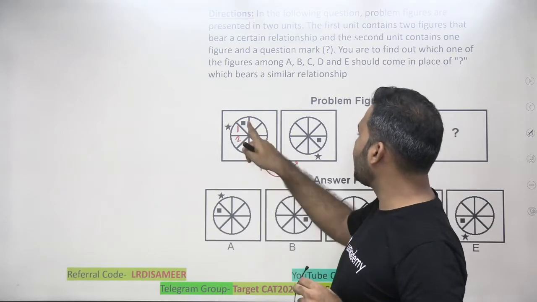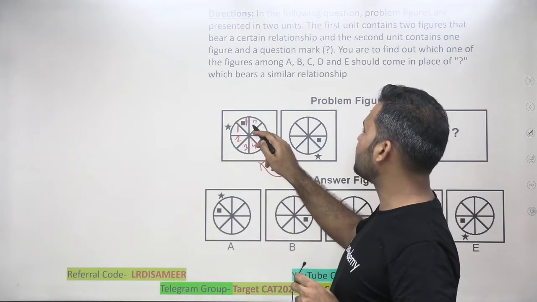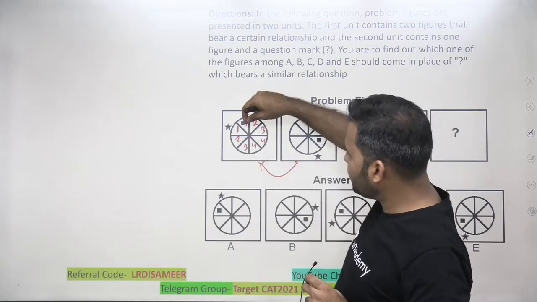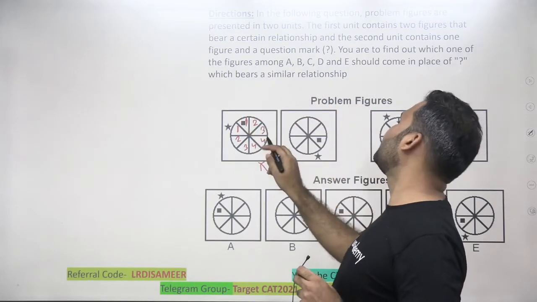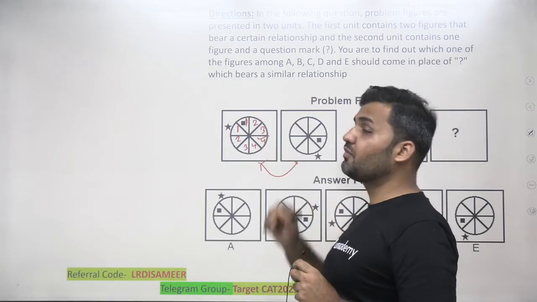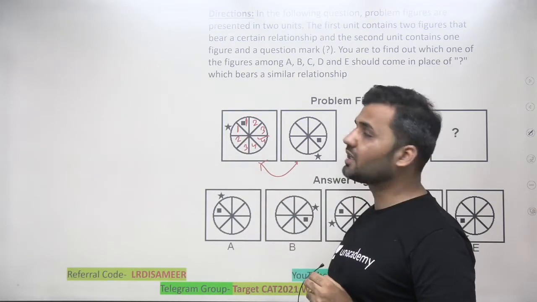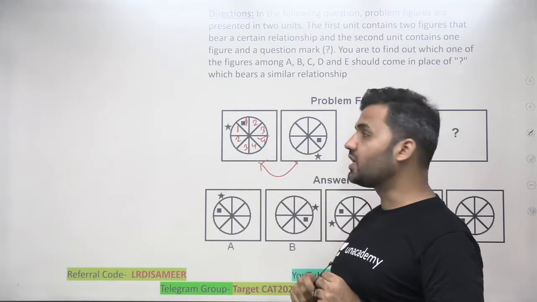And if you look at this figure, if this is counted as 1, this is 2, this is 3, and this is 4. So the figure which is inside the circle has been positioned at step 4 in a clockwise direction, and the figure which is outside, that is the star, has been positioned 4 steps in the anti-clockwise direction.